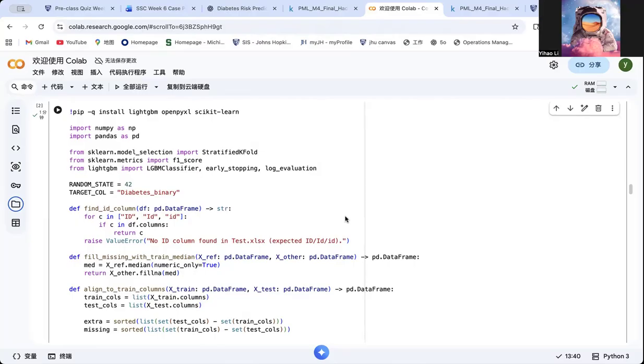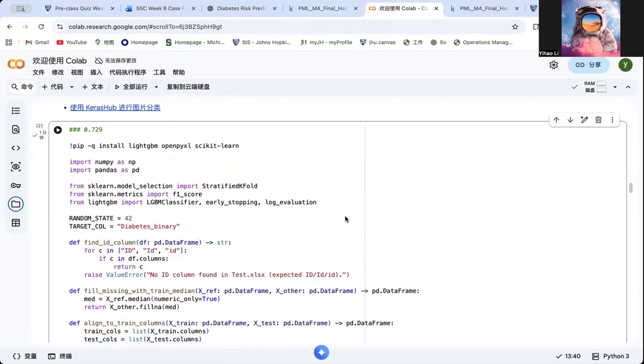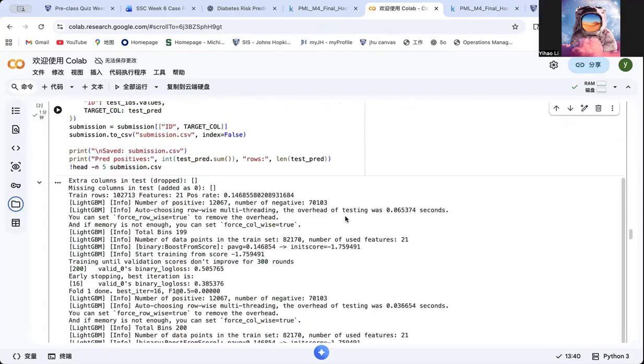intervention. So in this project, we used the BRFSS 2015 data. There are two CSV files which contain approximately 10 survey responses and 21 behavioral and health-related features.